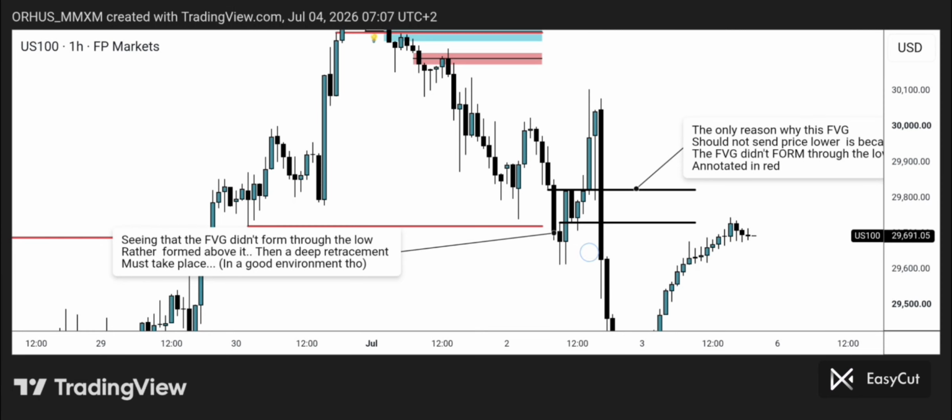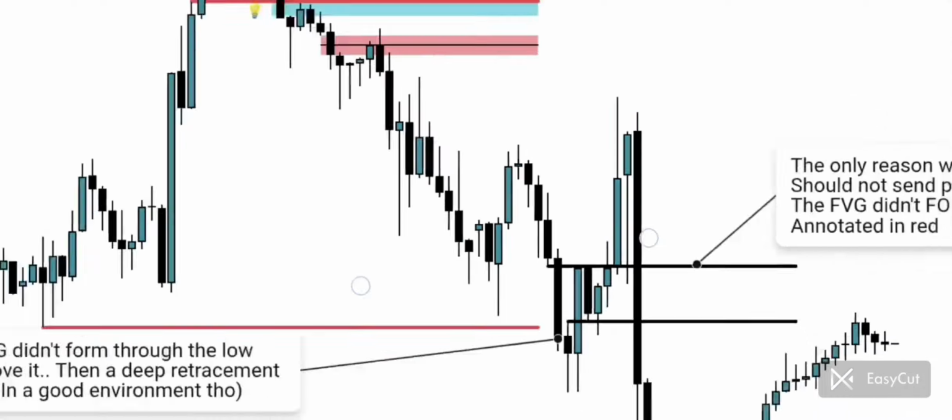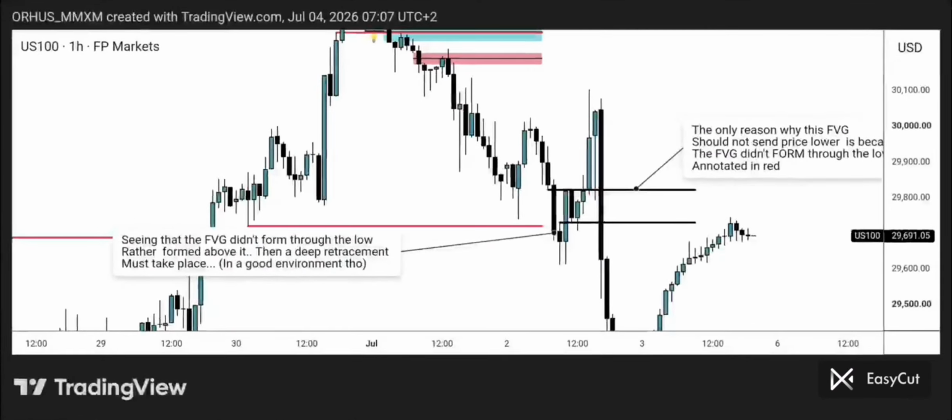So we saw that this fair value gap formed above this red point, which means we could expect a deep retracement back into the range, and we saw that deep retracement occur from here before price purged the buy side liquidity.